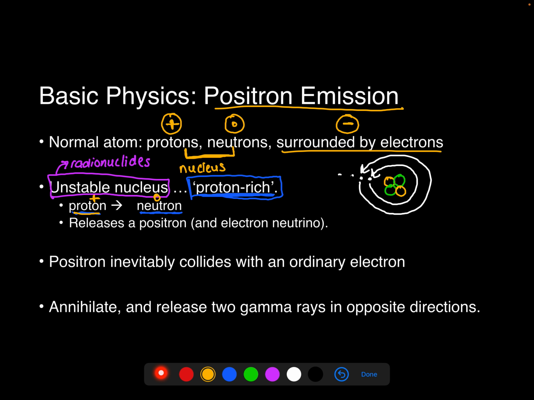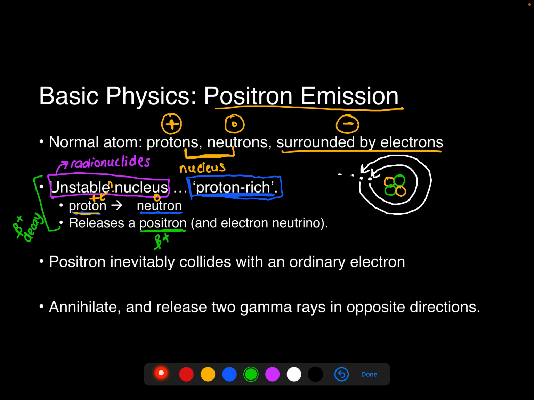Where does this positive charge go? Well, it's released as a subatomic particle, which is called a positron. A positron is literally the opposite of an electron. This process is also known in some textbooks as beta plus decay, because positrons are known as beta plus particles.